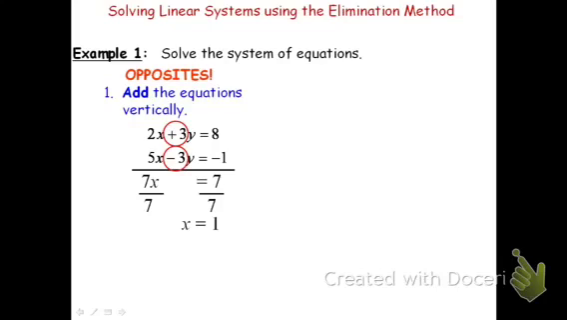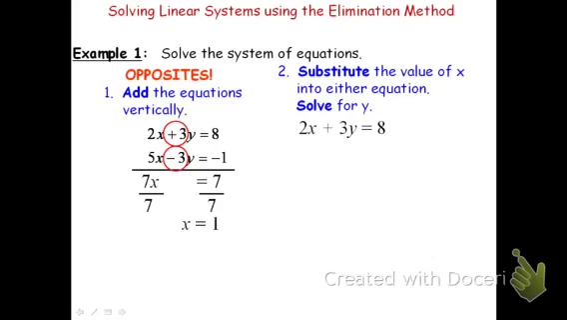Once we've solved for one of the variables, we're now going to substitute this value of x equals 1 into either of the original equations. It can go into the top or the bottom. Typically, we look for the one that's easiest. In this case, I think the top equation is easier because everything is positive. So if we substitute where x is for 1, we'll get this. 2 times 1 plus 3y equals 8. 2 times 1 is 2. In order to get y by itself, we'll subtract 2 from both sides, in which case 3y equals 6. Then we'll divide by 3 on both sides, and we get that y is 2.